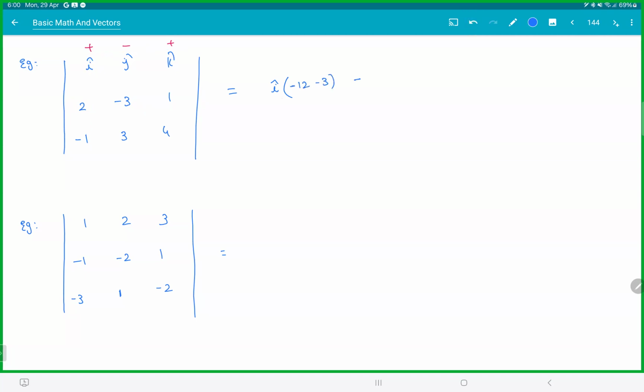Then again -3, minus j. Then cut off these two. Then 4 2s are 8, and 8 of +1, that will be 9. Minus of -1, 1. Cut off that, then it will be 2 into 3, 6. I'll just write this thing, 2 of -1. Minus of minus, that is -3. So -15i minus 9j plus 3k.